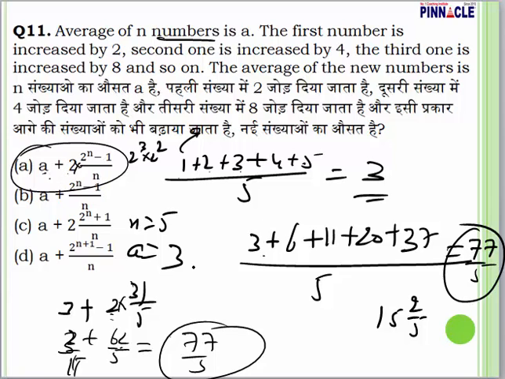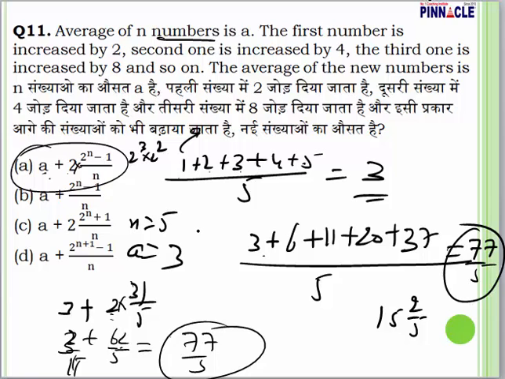This should be the answer. This cannot be the answer because here you will not be able to make it equal to 77 by 5, because neither in this case, it will be more than that. So A should be the answer. By putting value, you can solve this question.